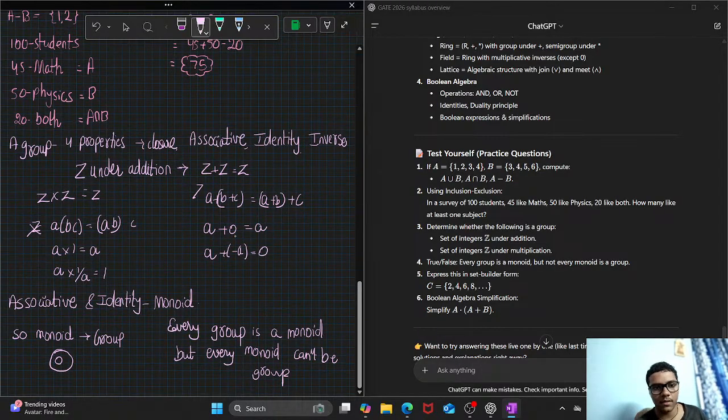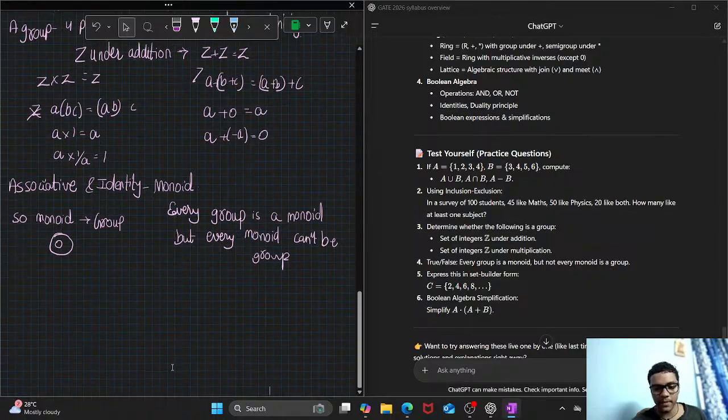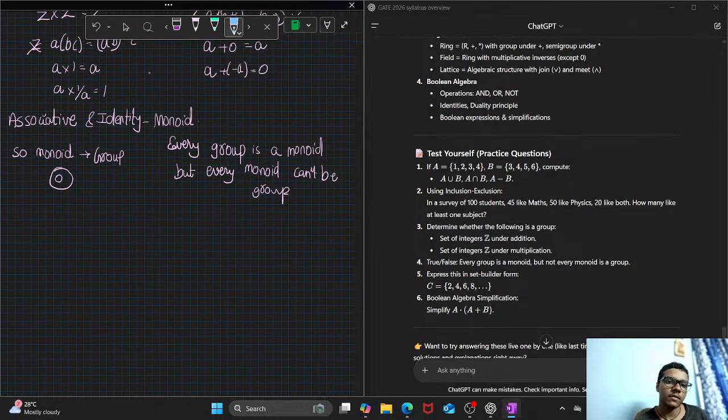Express this in set builder form. So what is it? Set builder form. It is just a way of representing even numbers. For all x such that x belongs to 2n, where n belongs to capital N. That is how you write it.